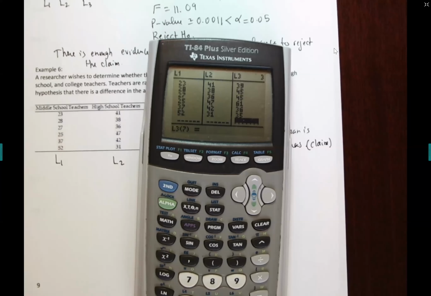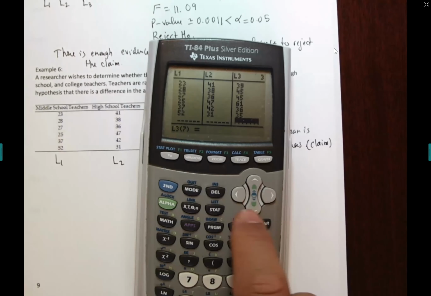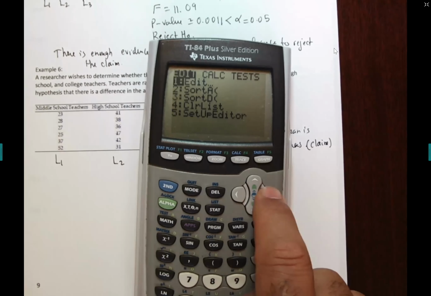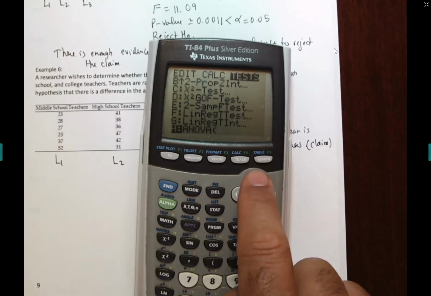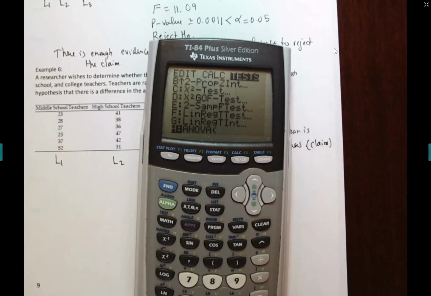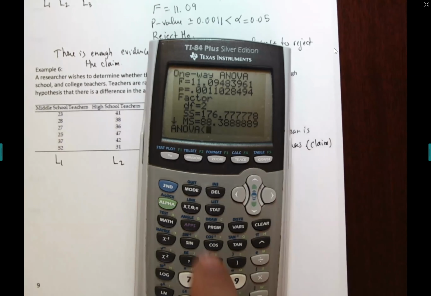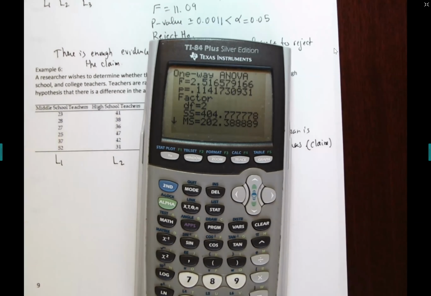So this is my data in L1, L2, L3. So I'm going to go to STAT, scroll up. It's the last test, ANOVA. Second and then number 1, comma. Don't forget the comma. It won't work without it. Second and number 2, comma. And second and number 3, close. Enter. Here you go. So one-way ANOVA.